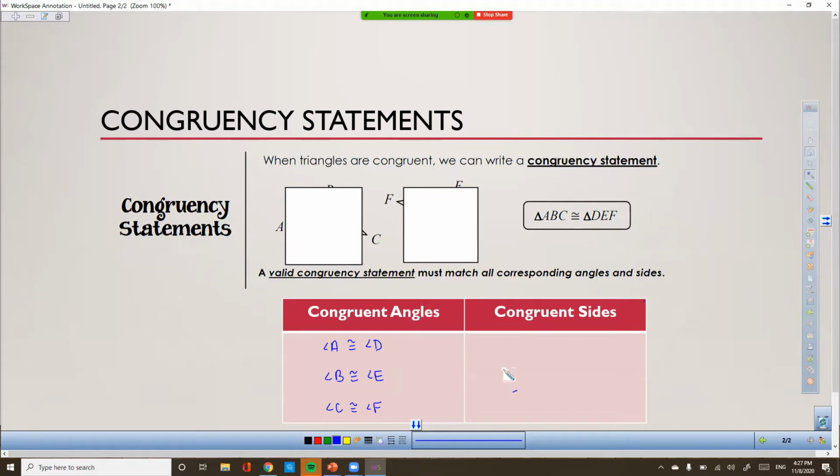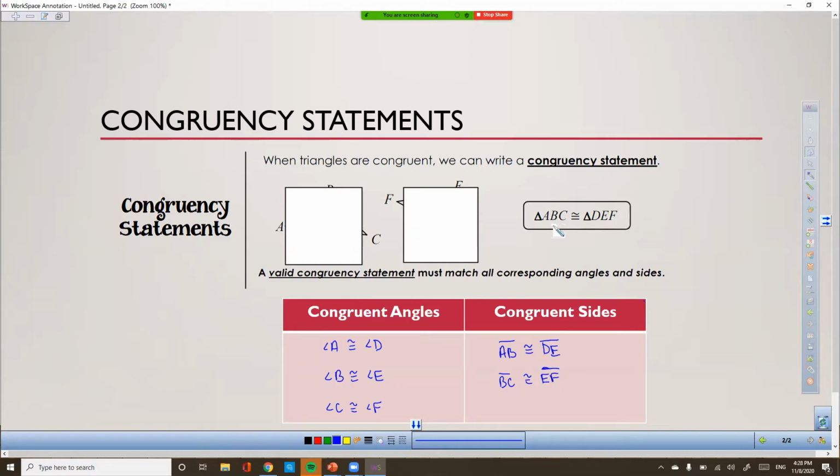So I can already see all my congruent angles based on the order of the congruency statement, and I can even know what my congruent sides are going to be. My first side is going to be side AB, so segment AB is going to be congruent to the side in the other triangle, side DE. Same thing here. The first one was AB, the second side is going to be BC, and so that one's going to be congruent to the second and third letter over here, side EF.